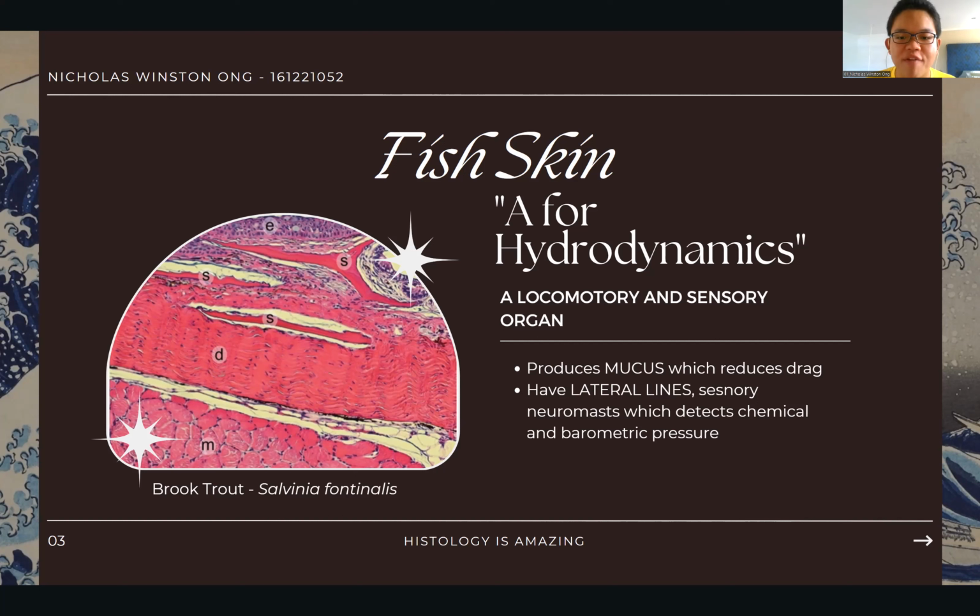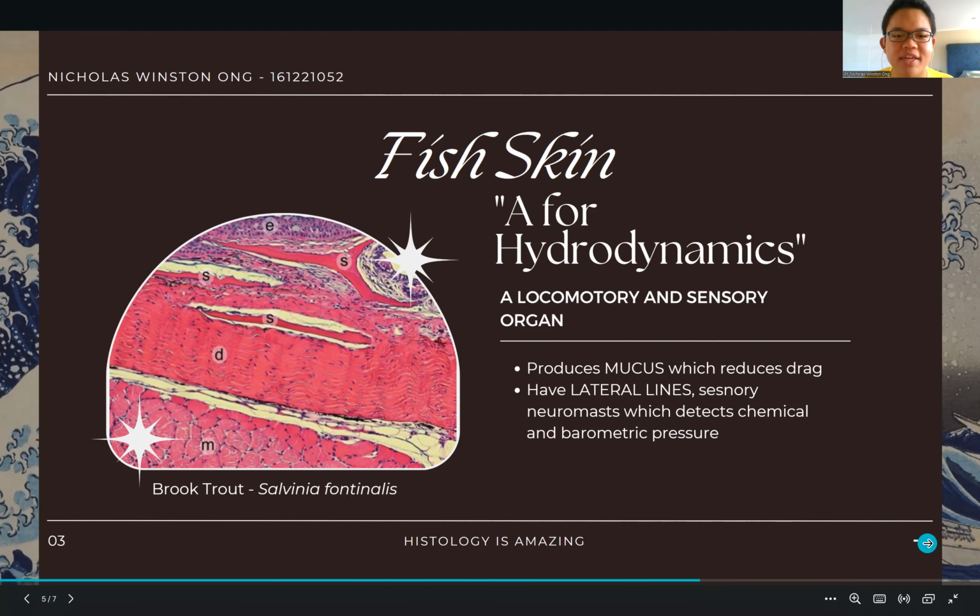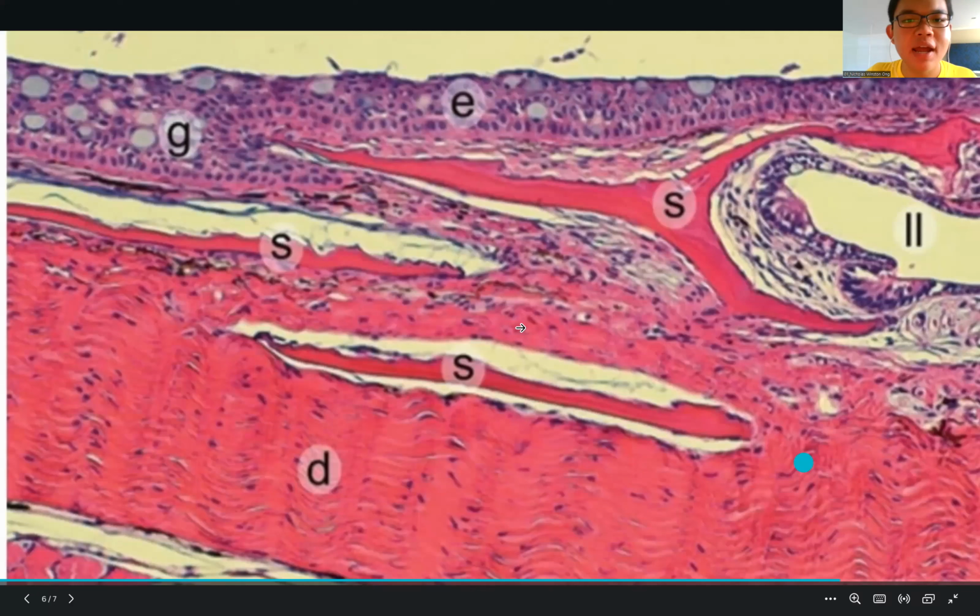Fish skin also has lateral lines, which are sensory neuromasts that detect chemical changes and barometric pressure. Macroscopically, the lateral line of the fish will appear as small dots lining the side of the fish. Okay, let's get straight on to the histological slide. Okay, let me annotate this.